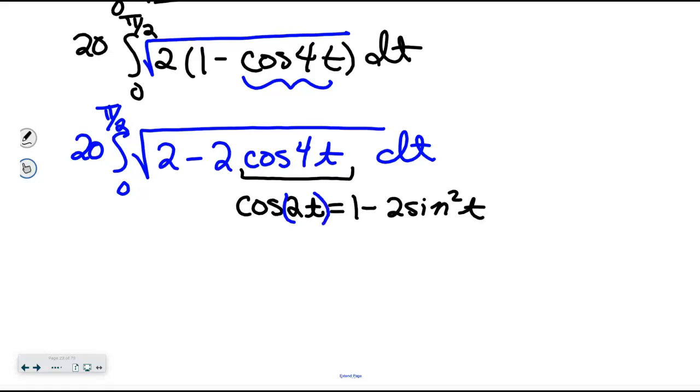In this scenario, though, what's my angle? What's my angle? 2t, correct? So my angle is actually 2t because it was cosine 4t. It was double an angle, but my angle was 2t. So mine's going to be 1 minus 2. There's a 2 there. And then it would be sine squared of what? 2t. We good?